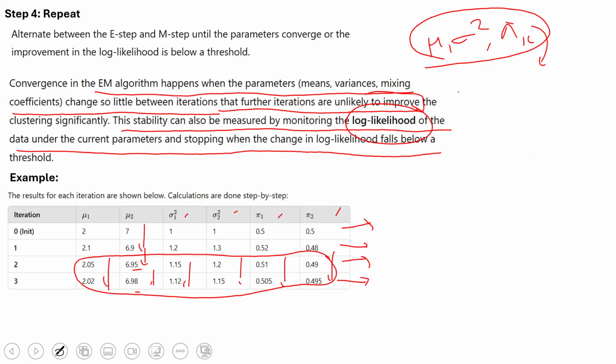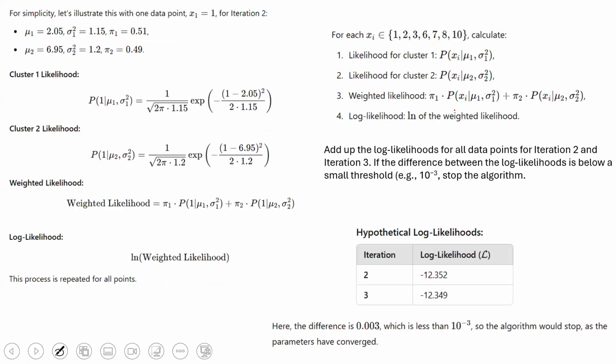But let's understand what this log likelihood is now. If you go to the next slide, for simplicity, let's illustrate one data point, x equals 1, for iteration 2. For x equals 1 in iteration 2, we calculated the mean, variance, and pi1, mu2, variance, and pi2. So this is the cluster one likelihood: the probability of the point one belonging to the cluster. We calculate these likelihoods. Weighted likelihood is nothing but pi one, the mixing coefficient, times the likelihood. So log likelihood is nothing but applying the log to this.